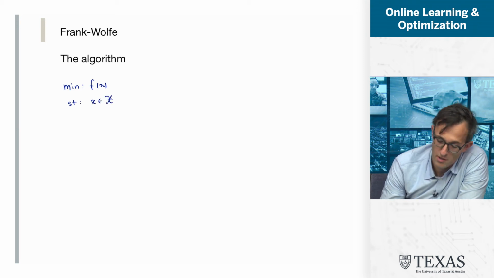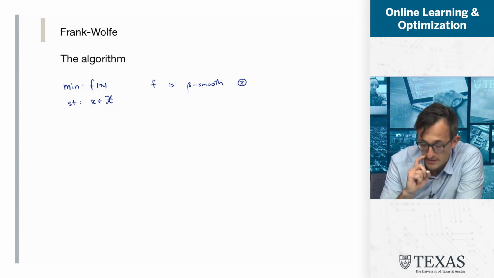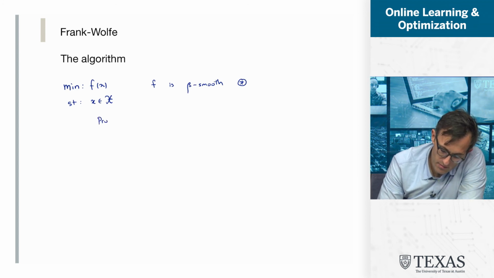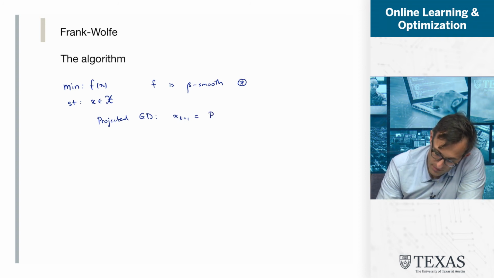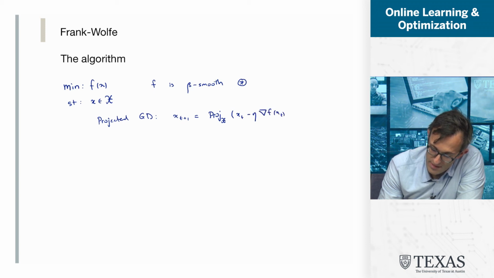What is our usual approach? Oh, and I should also mention in this case I care about the setting where f is beta smooth. And we're going to come back to this in just a second. So f is beta smooth. That means that I can run gradient descent. So our usual approach here would be projected gradient descent, which tells me that x t plus 1 is equal to the projection onto X of a gradient step, x t minus eta times the gradient of f of x t.